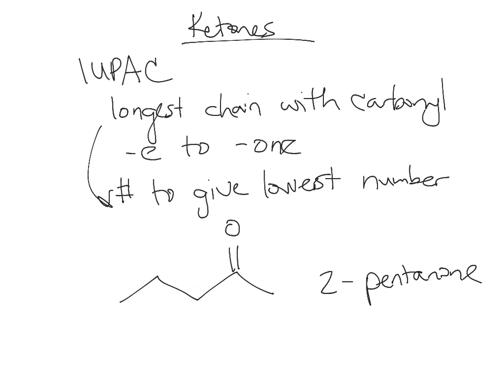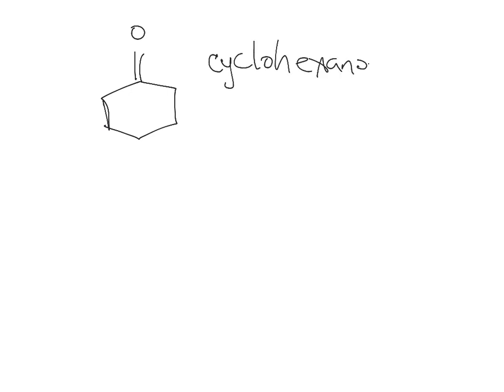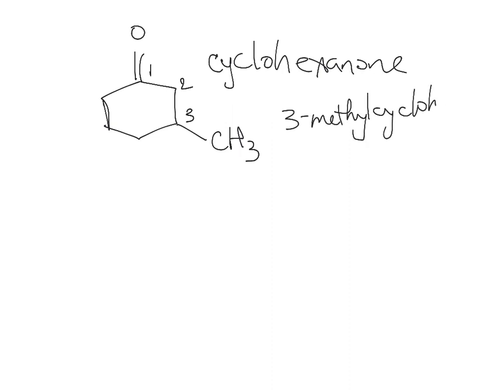If you have a ring that your ketone is in, you're going to number beginning at the carbonyl carbon, but you're going to omit the number 1 from the name. So we're going to assume that carbonyl carbon is on carbon 1. So for instance, this would be cyclohexanone. If I put a methyl group on here, we want to give that methyl group the smallest number possible. So since our carbonyl is on number 1, that would be 3-methylcyclohexanone.